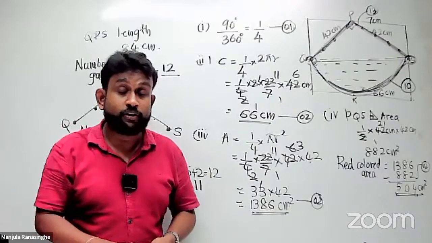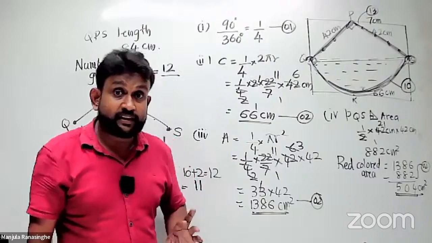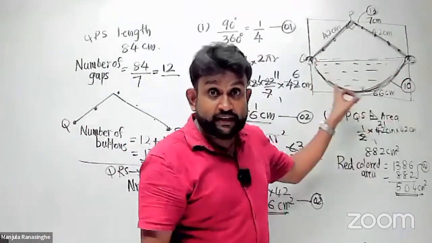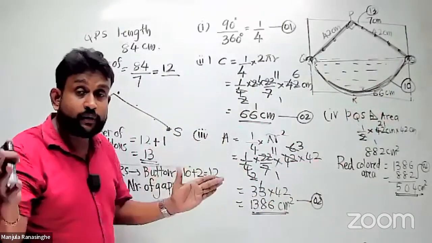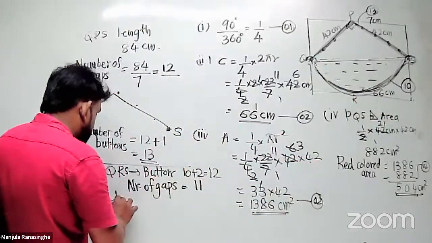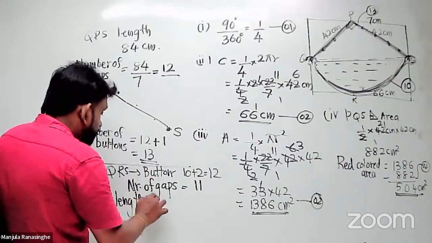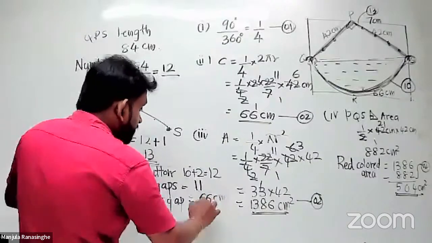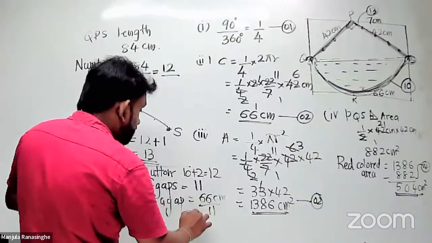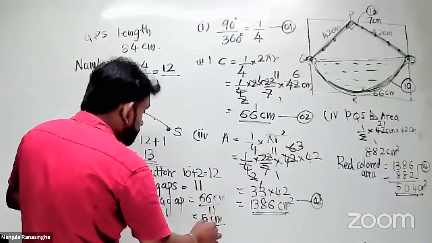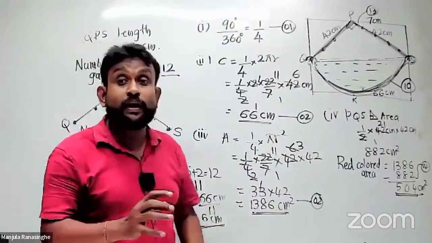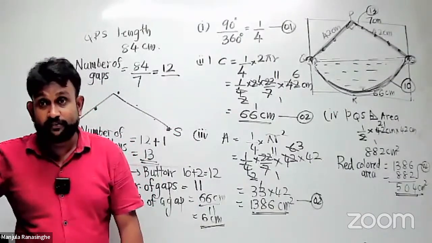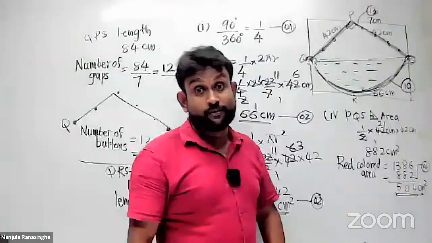So how do we find the distance of one gap? We know that QRS length is 66 centimeter and it has 11 gaps. What is the length of a gap? Length of a gap is just 66 divided by 11. Then you can see that is 6 centimeter. So the distance between two buttons in QRS is 6 centimeter. Hands up those who got the answer. 6 centimeter. That is a good question.